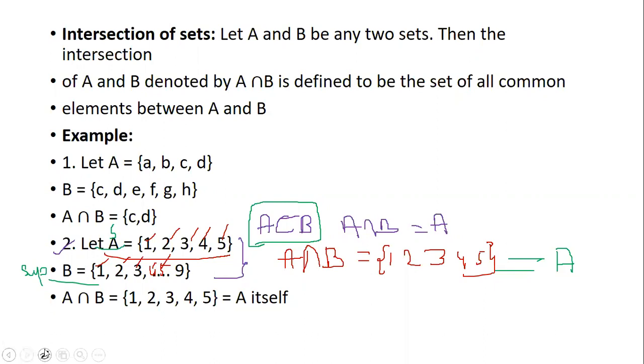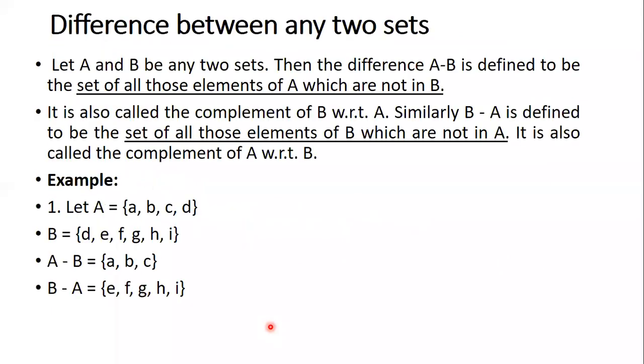Are you all able to understand? A is a subset and B is a superset because it has more numbers. So only in this condition we can easily say A intersection B is nothing but set A itself. Okay, so that was the notes for intersection. Any doubts until here?